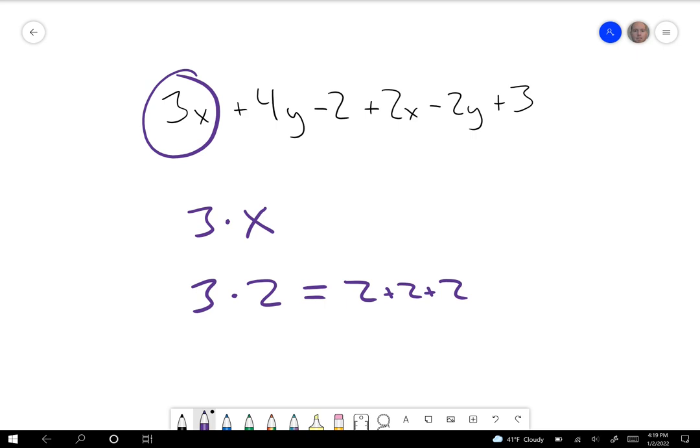And we know that 3 times 2 is 6. And 2 plus 2 plus 2 is also 6. So we can use that same rationale for 3 times x and say that 3x is the same as x plus x plus x, right?